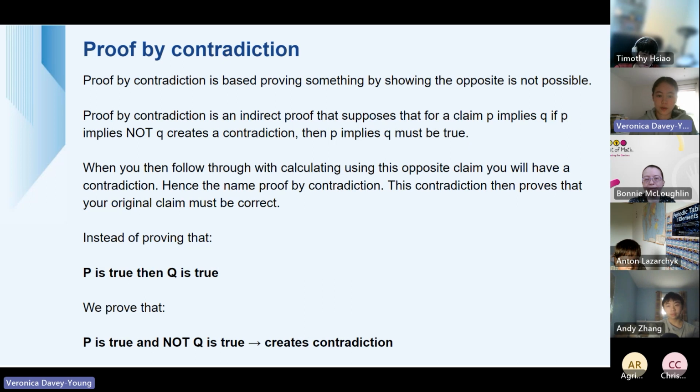When you then follow through with calculating this opposite claim, you will have a contradiction, hence the name proof by contradiction. This contradiction then proves your original claim must be correct. So instead of proving that if P is true, then Q is true, we prove that P is true and not Q is true will create a contradiction.